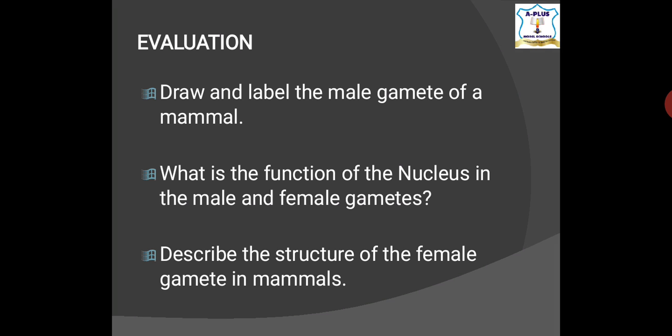Now, after this, we should be able to check. Maybe we understand what we just did. Draw and label the male gametes of a mammal. You can consult your textbook or online to check this out. I need you to draw and label the male gametes of a mammal. Snap it and send it to me. I need this as an assignment. Only that one.